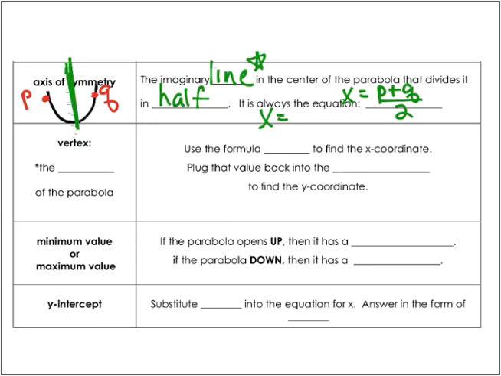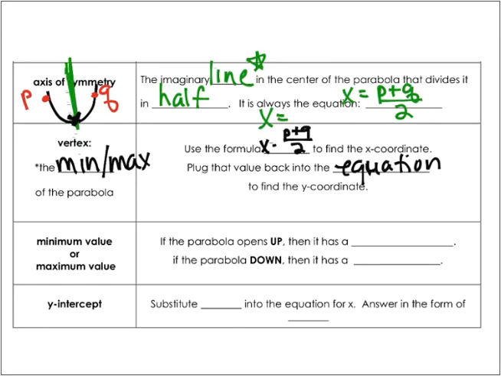Vertex. How are we going to find the vertex for this format? Again, the vertex, remember, is just the min or the max of the parabola. So it's going to depend on which way it opens. The vertex is always going to be on the axis of symmetry, so my vertex is going to be right there. So we use that same formula, x equals P plus Q over 2, to find the x-coordinate. Plug it back into the equation to find the y-coordinate.